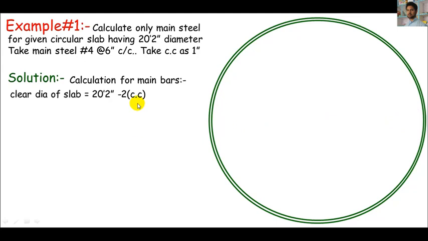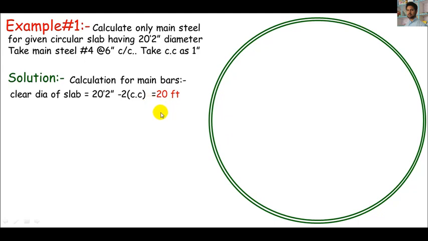What do you get? It's 20 feet 2 inches, negative 2 times the concrete cover. The concrete cover is only 1 inch, so I subtract 2 inches, and you get 20 feet, which is the clear diameter of the slab. Actually, in common terms, this is not the clear diameter, since the clear diameter is just the external diameter. You can call this the effective diameter. But no problem, this is just quantity survey.